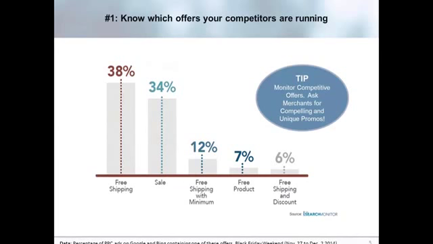And then we start to see it trail down. So free shipping with some sort of a minimum, like spend $50 and get free shipping, get a free product, or free shipping and a discount, like get 25% off and free shipping together makes up the smallest amount, which right there where you see that 6%, that's where you can see an opportunity.